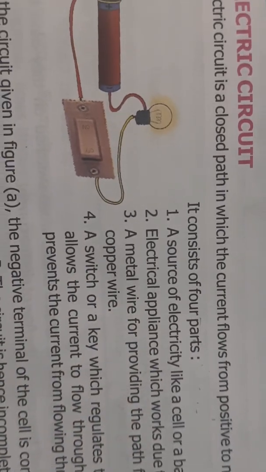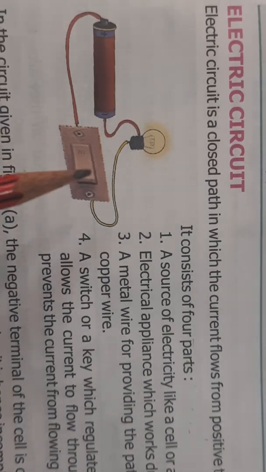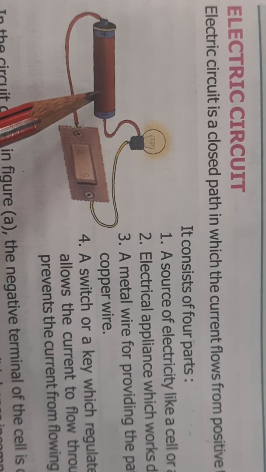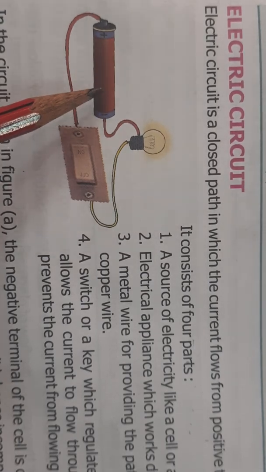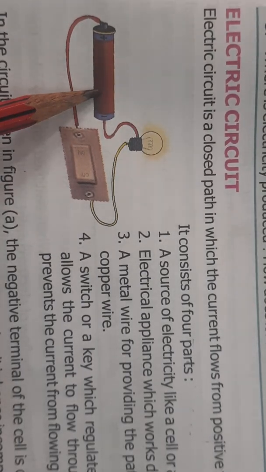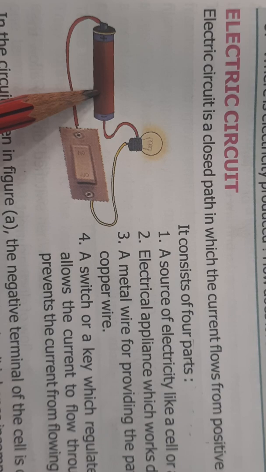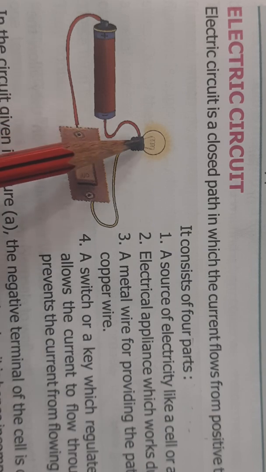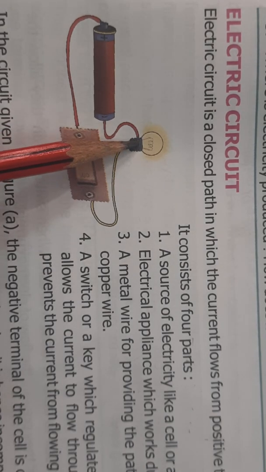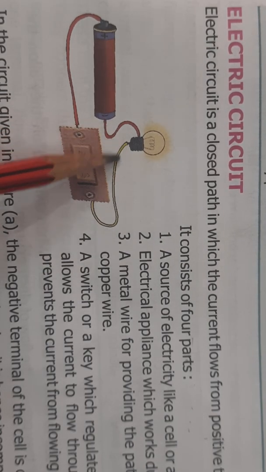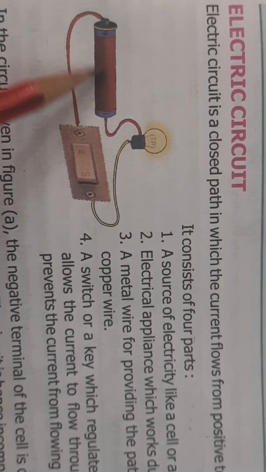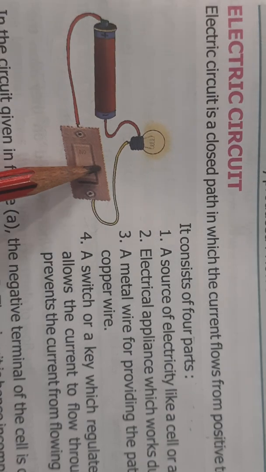इसमें देखो, you can look, see the figure. First is the source of electricity. ठीक है, जहाँ से electricity आएगा. So what is it? It can be a cell or a battery. Then electrical appliance which works due to electric current. Okay, an electrical appliance, that is the bulb. Then a metal wiring for the flow of electric current, and it is usually a copper wire.